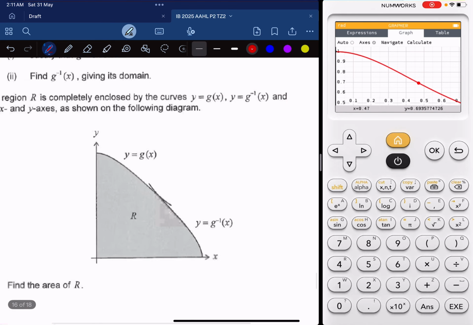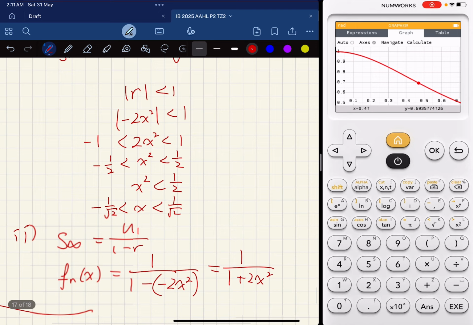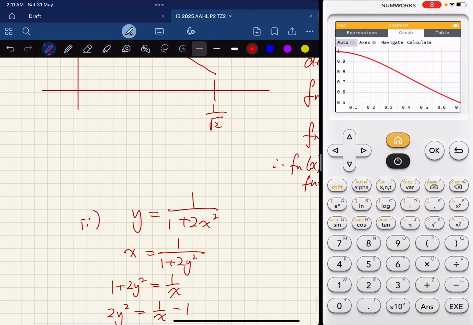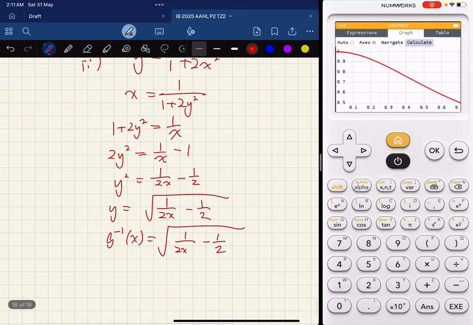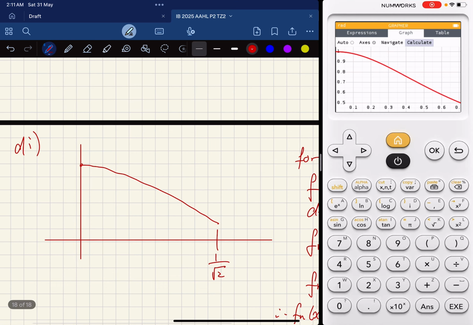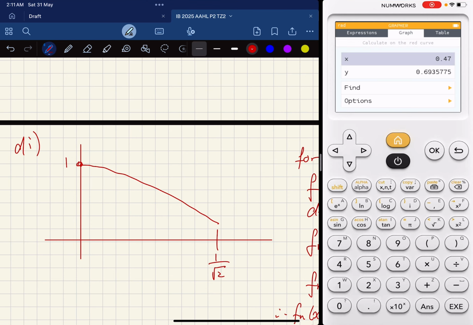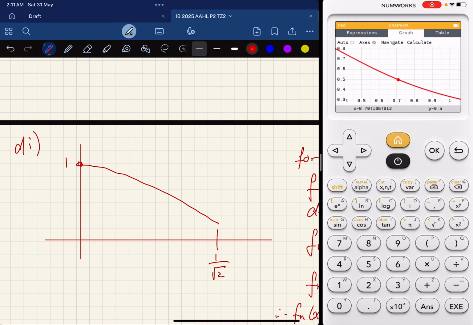And we want to state the domain, right? So remember, the domain is the range of the original function. So we'll go to here and calculate the range of this function first. So this is 1, right? And let's find 1 over root 2. 0.5. So this is 0.5.